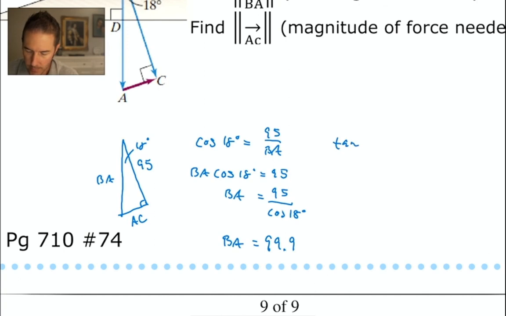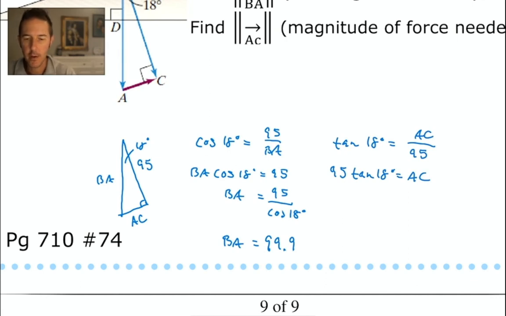The tangent of 18 degrees is equal to opposite over adjacent. So the opposite is the AC, and the adjacent is the 95. And then, oh, that's nice. All I have to do is multiply both sides by 95, and I will be able to find the measure of AC.